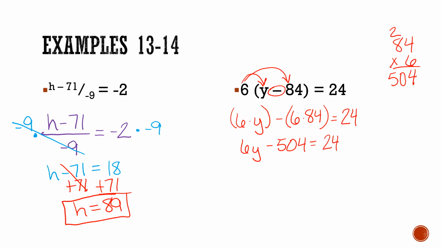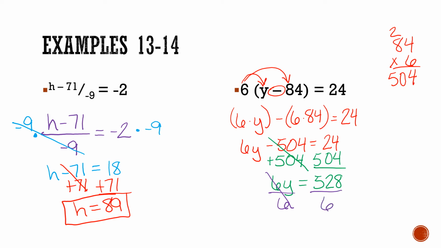equals 24. So again, we're working backwards through PEMDAS. Instead of minus 504, the opposite would be to add 504, which cancels each other out. But if we added 504 on the left side, then we have to add 504 on this right side, which gives us 528 equals 6y. To isolate our variable, we're going to divide by 6. Those will cancel. If we divide by 6 on that side, we're going to divide by 6 on this side. So we have 528 divided by 6.